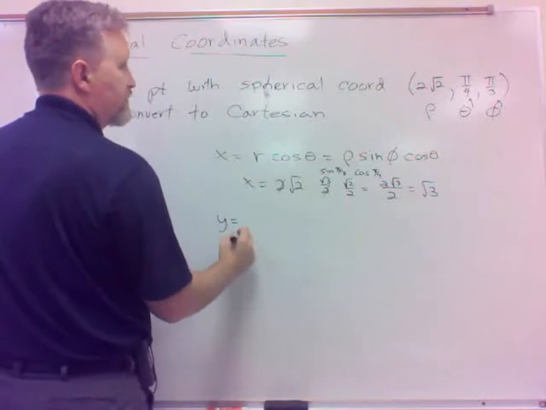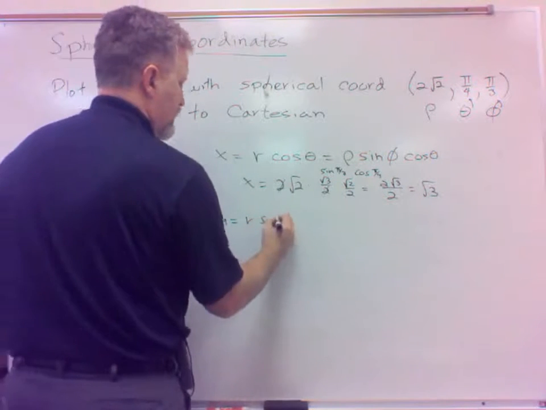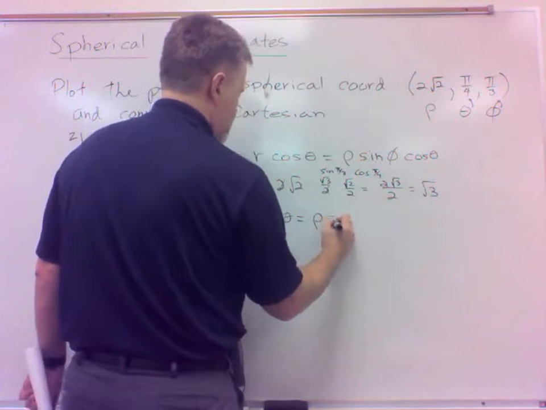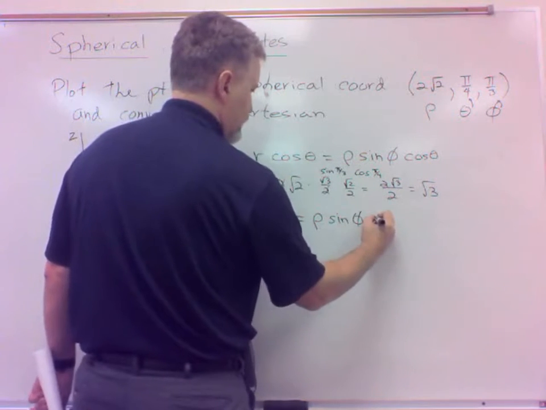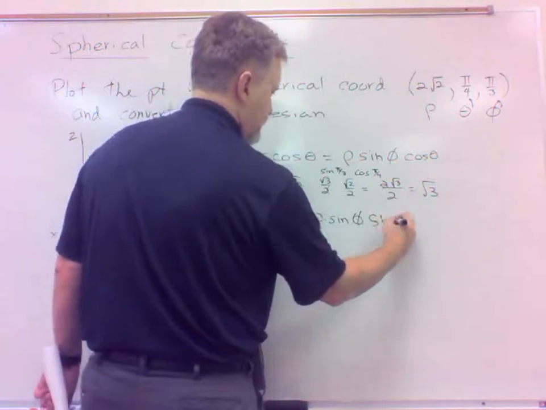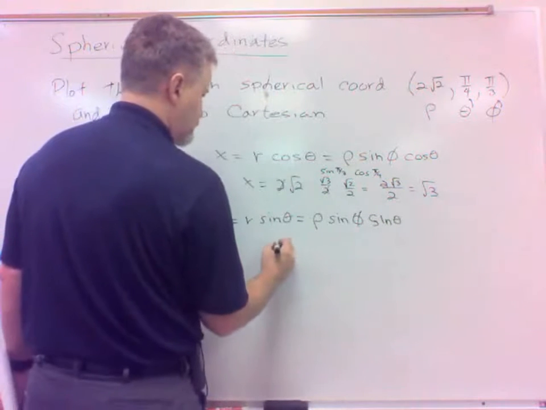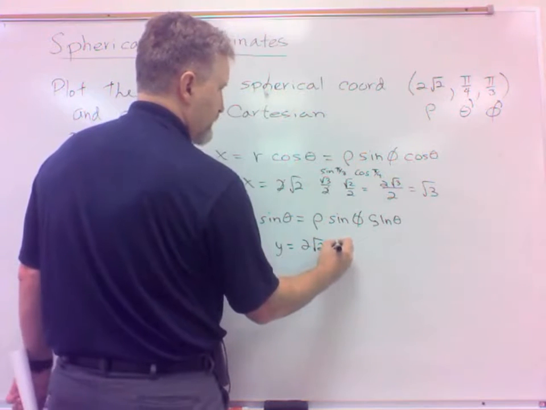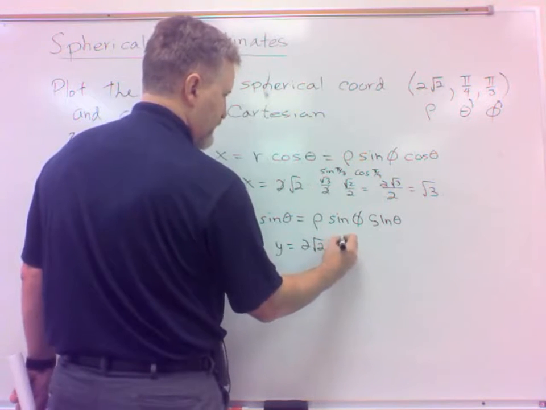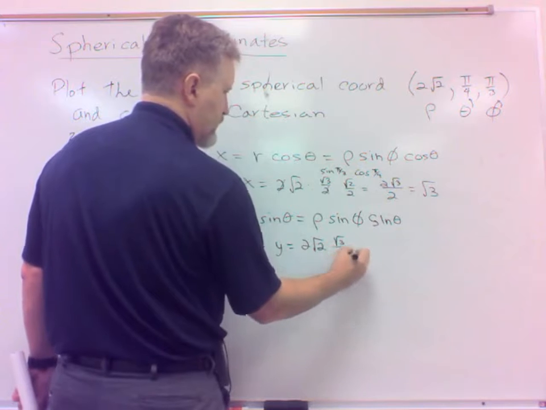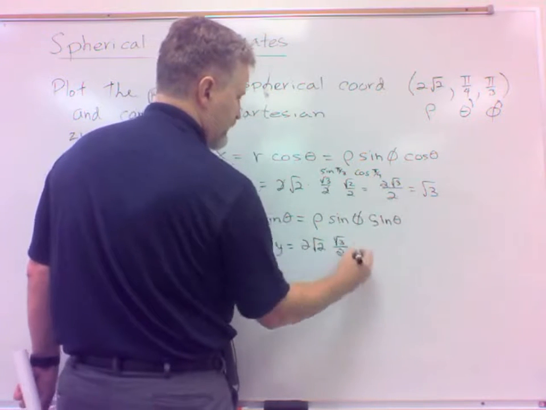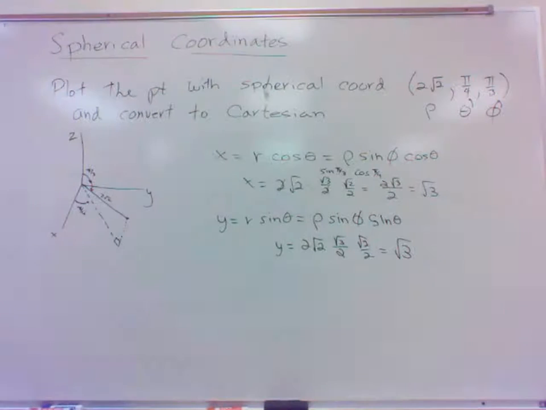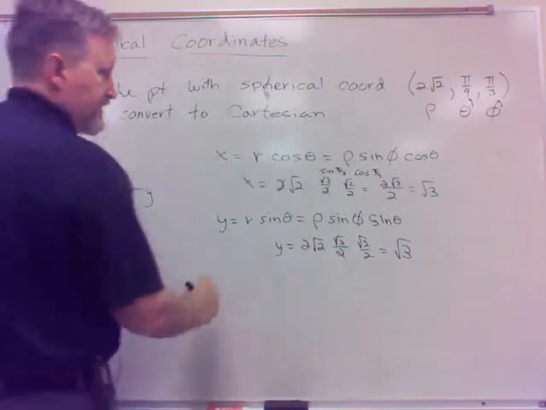The y then would be r sine theta, but r in spherical is rho sine phi. So we have rho sine phi times sine of theta. So y would be 2 square root of 2 times sine of pi over 3, which is square root of 3 over 2. And then sine of pi over 4 is also square root of 2 over 2, so that's going to work out to be also square root of 3, same numbers, turns out in that case.